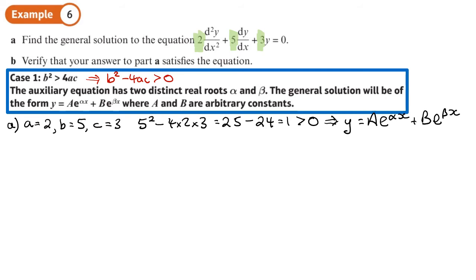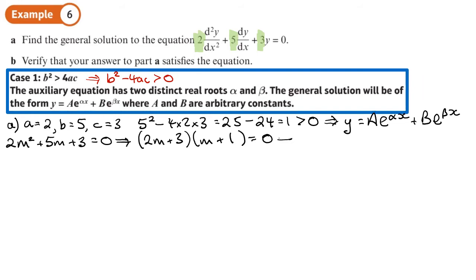So now we form the auxiliary equation, which is going to be 2m squared plus 5m plus 3 equals 0. I want to solve that auxiliary equation, so we know it's going to have 2 real roots. So I've got plus 3 and plus 5, so this needs to be 3 and that needs to be 1. I could use the quadratic equation if I wanted to solve it. So then I'll get my two values of m.